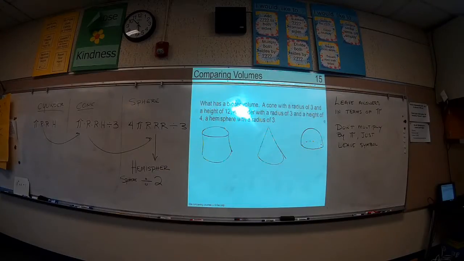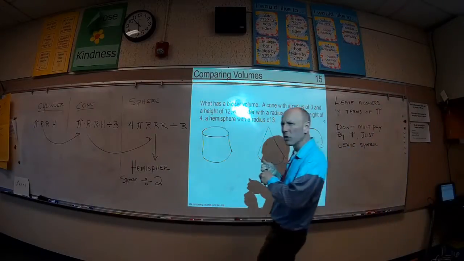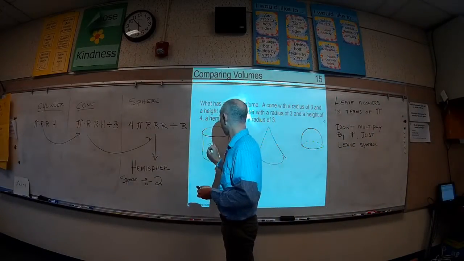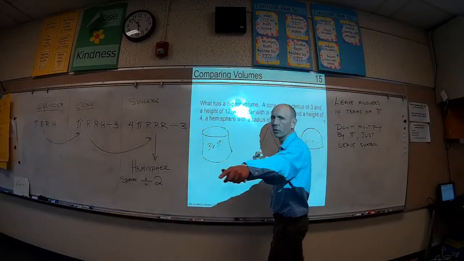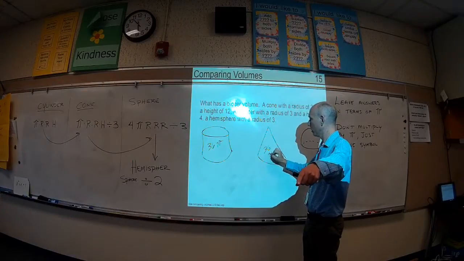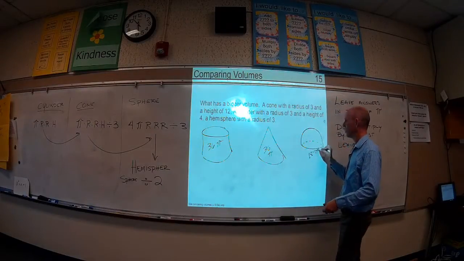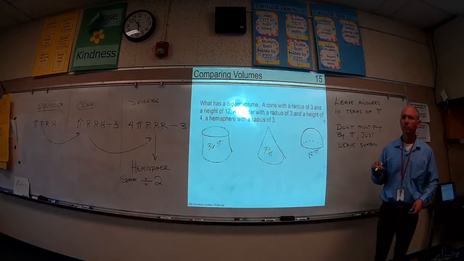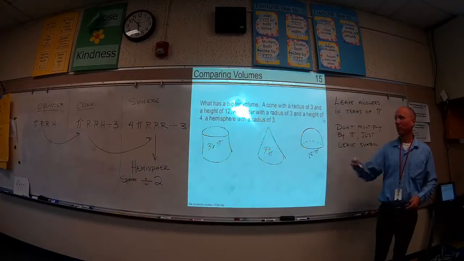So you do times 4, times 3 times 3 times 3. Divide by 3. No, it is 18 pi. So right here we have 36 pi? Yes, 36 pi. What's this one right here? Are you 36 pi also? Yes. And this is 18 pi? Yeah. So who's the biggest? The cylinder and the cone.